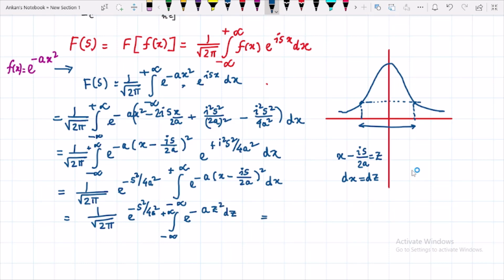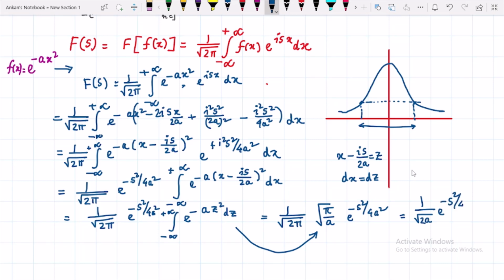Now it is very much simpler: 1 by root 2 pi, and root pi by a, times e to the power minus s square by 4a. The result of the integral is root pi by a. By studying complex analysis you can obtain this, but you have to memorize this formula. So what did we obtain here? 1 by root 2a, e to the power minus s square divided by 4a. I have done my job.